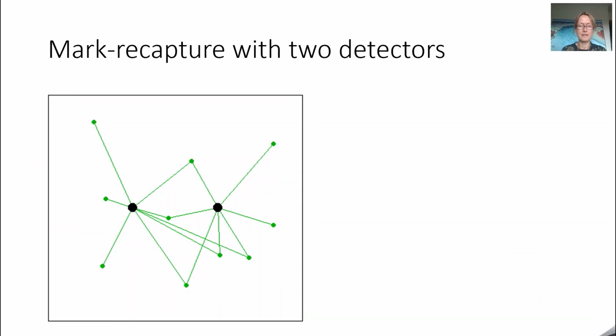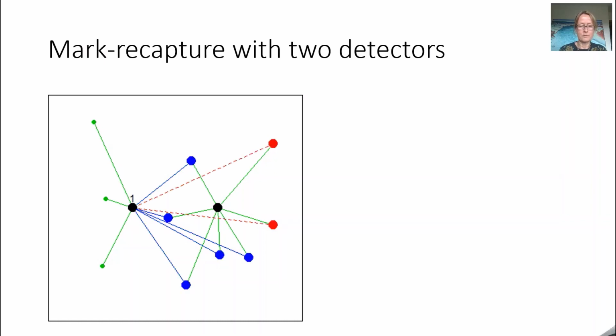We'll start with a simple example where we apply the Mark-recapture principle to 2 detectors and 10 animals. Here the animals are represented by the green dots. Each animal was detected by one or the other detector. Some animals were detected by both. And the green lines indicate which detector detected which animal. Let's assume for now that we know the locations of the animals, and therefore we know the distances to the animals that were detected to both detectors, and not just the one that detected it.